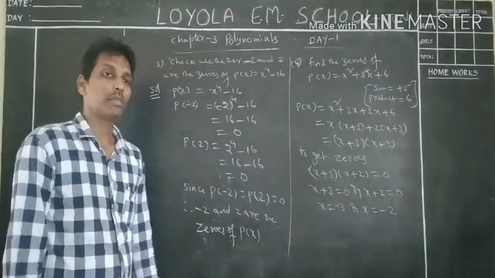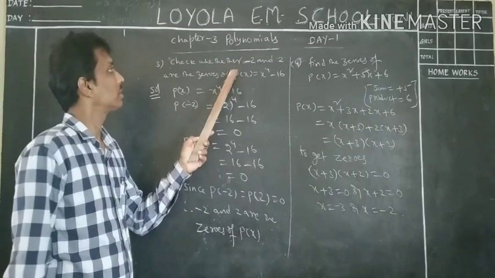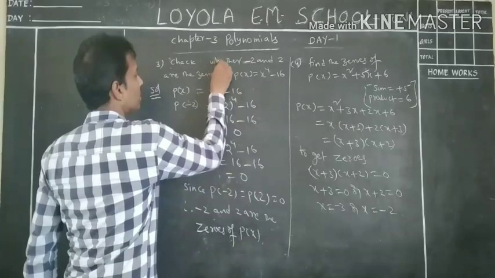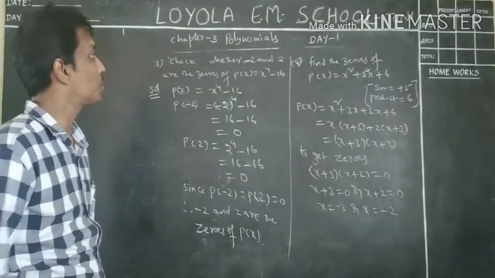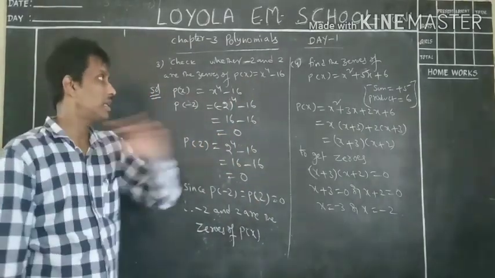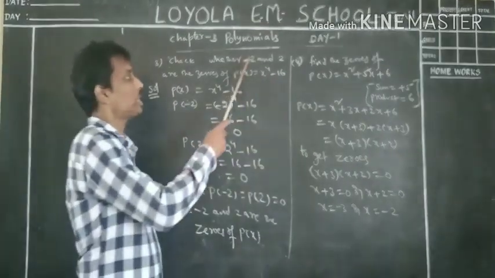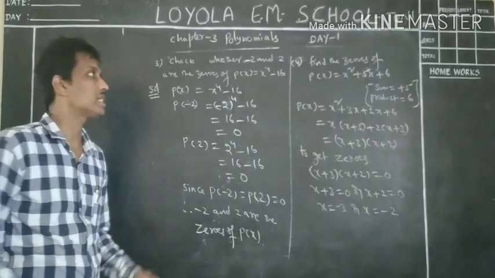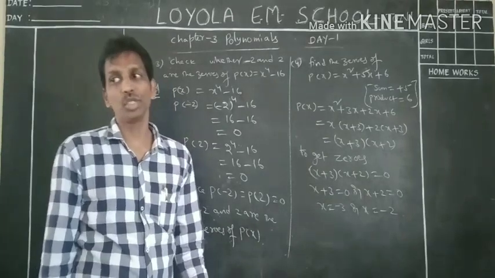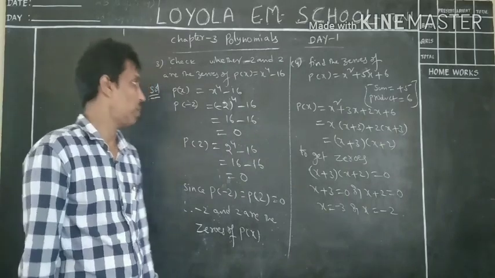Let us do some more problems for today's class. The third question is: check whether minus 2 and 2 are the zeros of the biquadratic polynomial, because here the power is 4, x power 4 minus 16. We have to substitute x is equal to minus 2 at once, and next substitute x is equal to 2. If those values become 0, then these values are said to be zeros of the given polynomial.